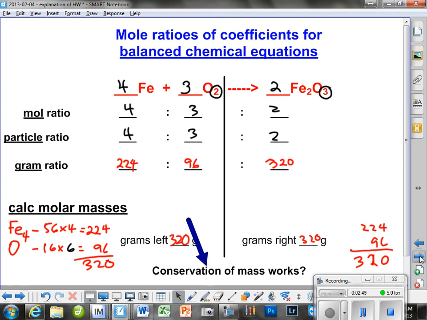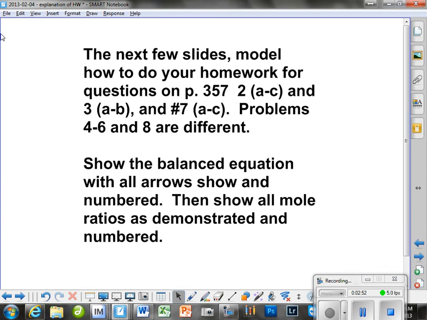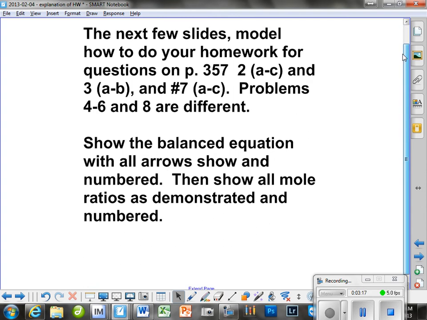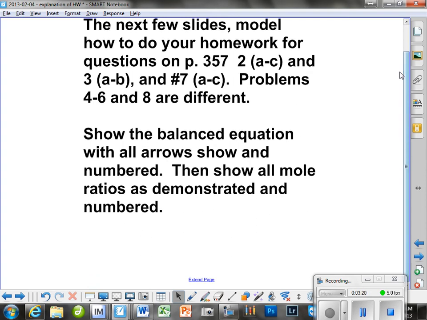Now, the next few slides will model how to do your homework for questions on page 357, and that's 2A through C, 3A through B, and number 7A through C. Problems 4, 6, and 8 are really different, and they're asking you different kinds of things, so they are not modeled in the next couple of slides. So show the balanced equation with all the ones that we're trying to model for you.